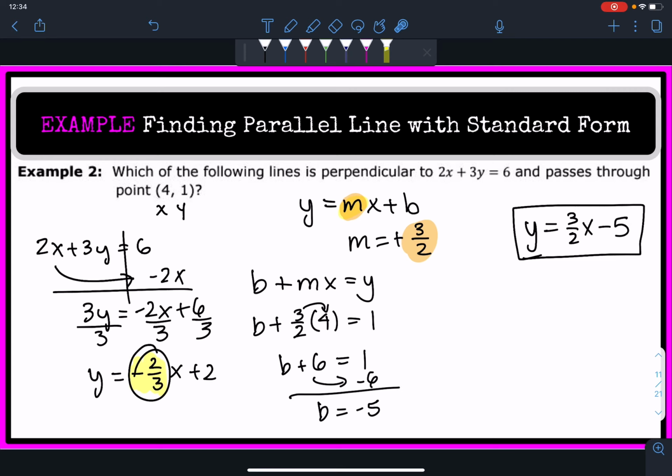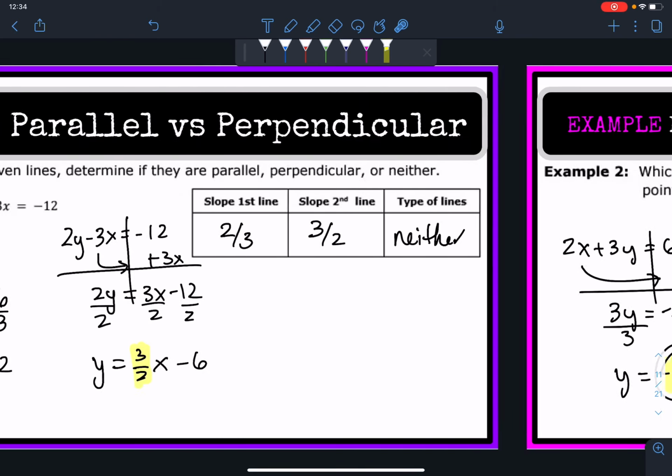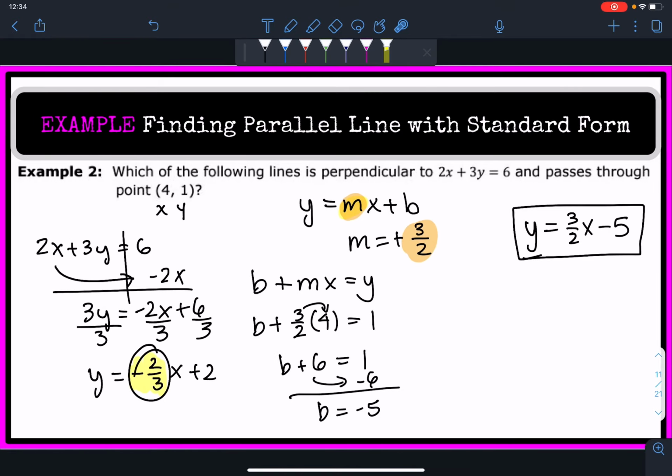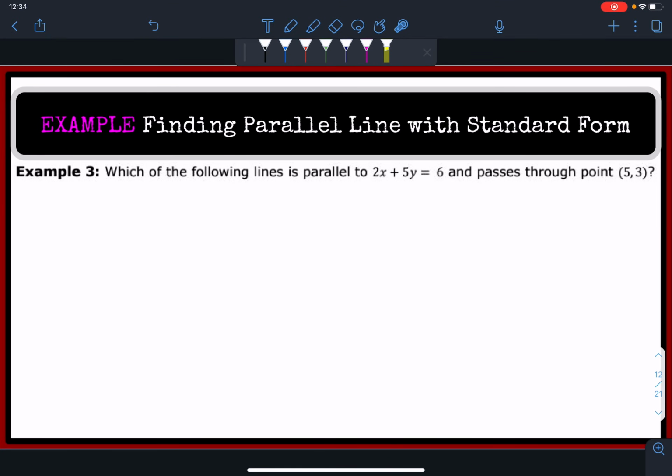So again, that's the whole objective of this video and these examples: to know how to rewrite the equation from standard form to the slope-intercept form to identify the slope, and then apply it to either come up with the equation of a line or to compare the two slopes and identify if the lines are parallel or perpendicular. Let's do one last example.